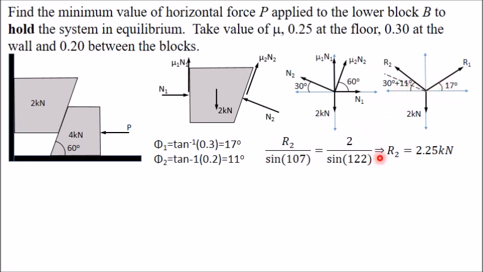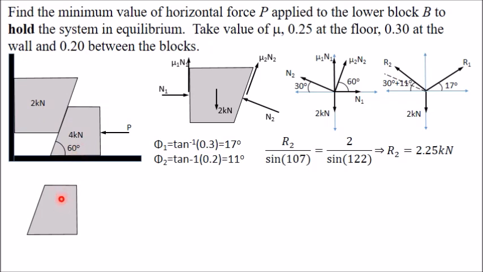By using this relation, you can calculate the value of R2 as 2.25 kilonewton. You just transfer this sine 107 here and then simplify, and you will get 2.25 kilonewton. Now our next step is to draw the free body diagram of this 4 kilonewton block. So let us draw this 4 kilonewton block.